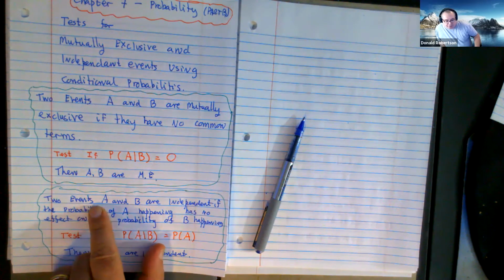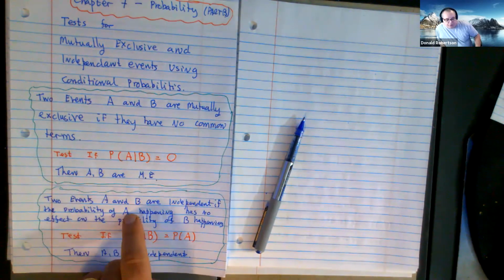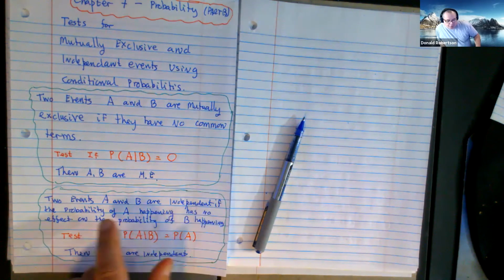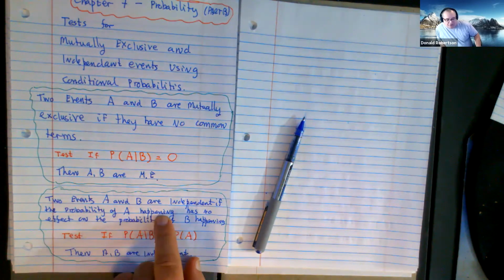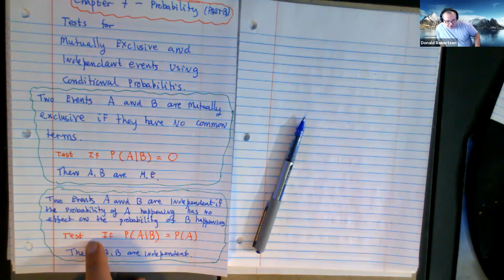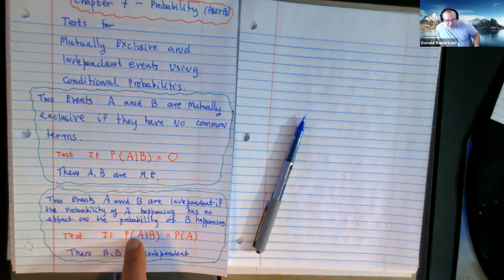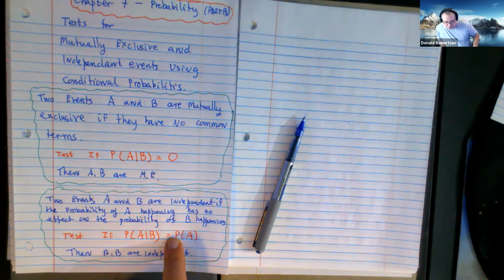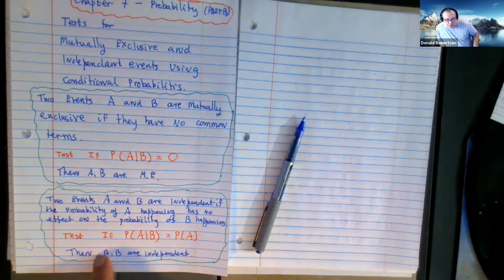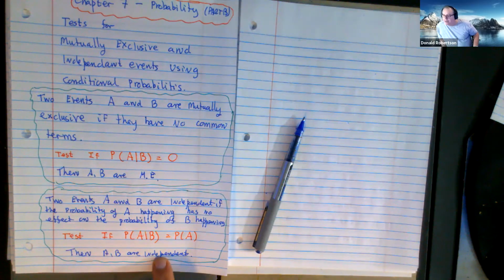Two events are independent, and sometimes people confuse mutually exclusive and independent. But two events are independent if the probability of the first thing happening has no effect on the probability of the second thing happening. And the test for this is the same guy. If the probability of A given B is the same number as just the probability of A, then these two events are independent of each other. If this answer is not the same number as the probability of A, then these two events are not independent.